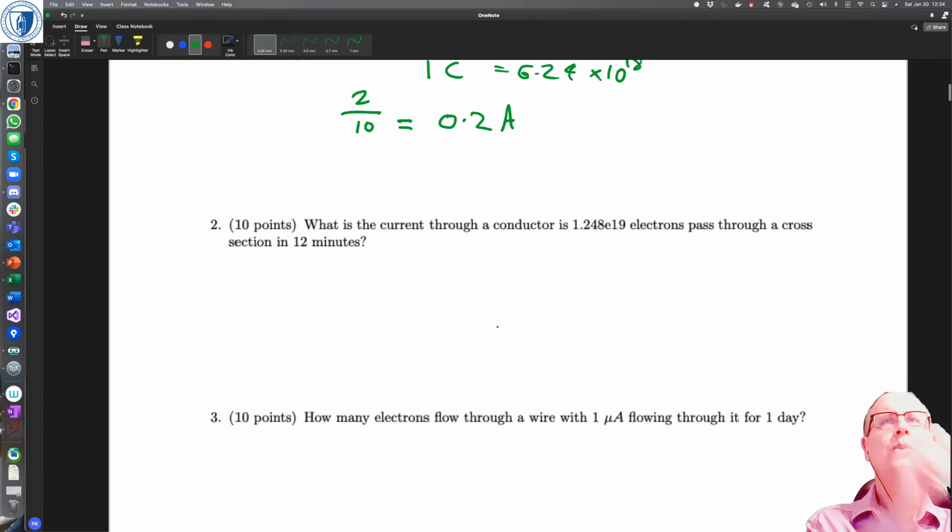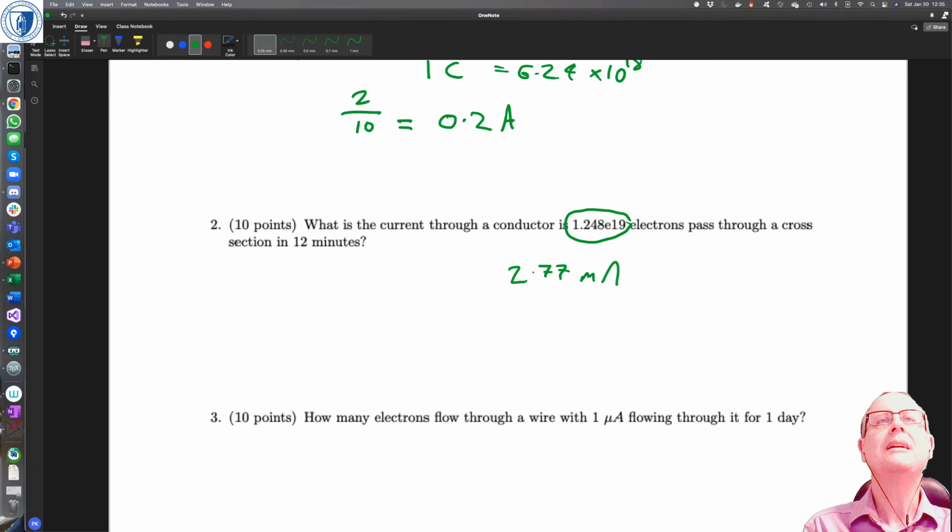So group 2, how did you go? Did somebody get an answer for group 2? You'll notice the number of electrons. Go ahead. Is it 2.77 milliamps? 2.77 milliamps. Could you explain how you got there?